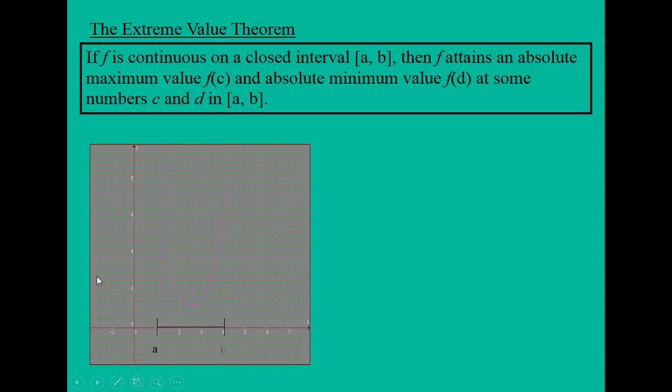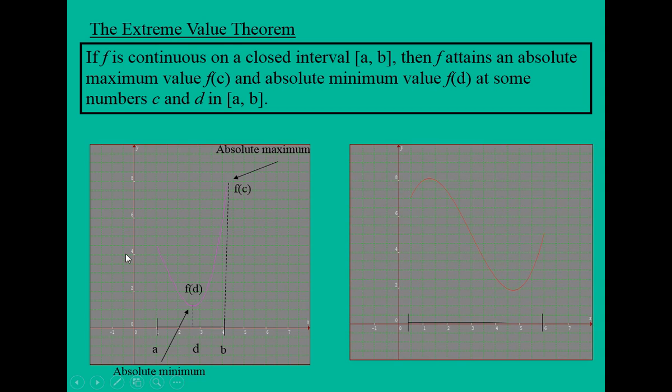Graphical representation of the extreme value theorem. There's our absolute maximum and our absolute minimum. Here's another example. We have a closed interval from a to b. We have an absolute maximum and we have an absolute minimum value.